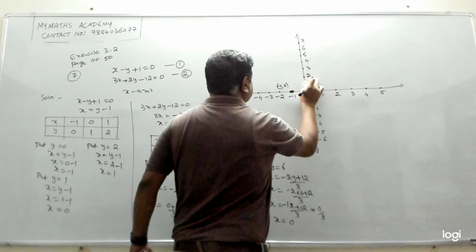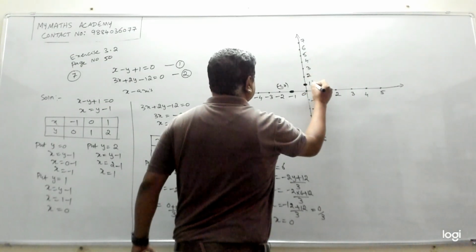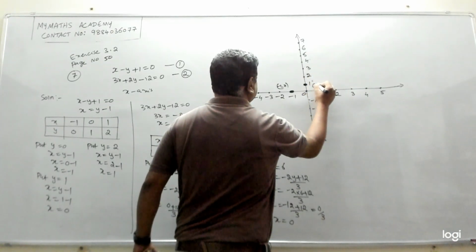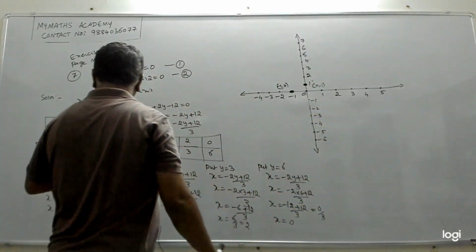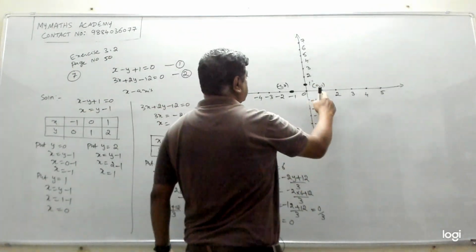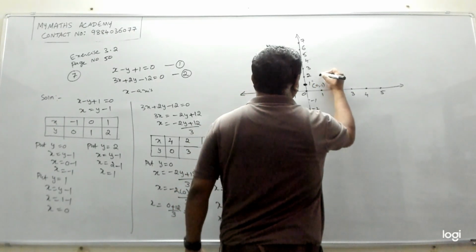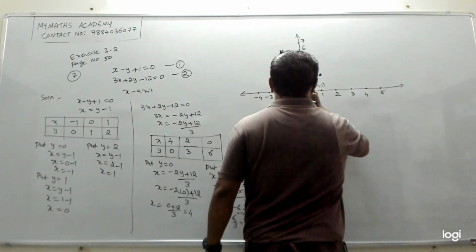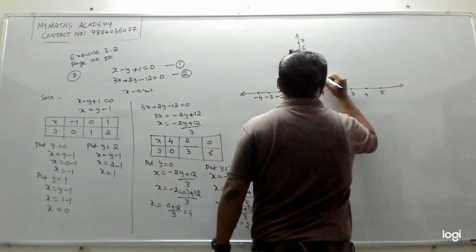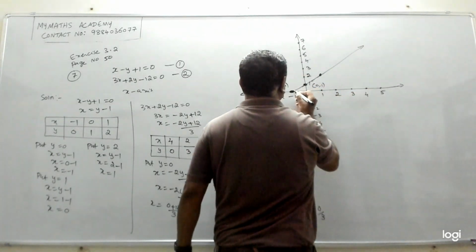This point is 0, comma 1. Next is 1, comma 2. 1 is here and 2 is here. So this will come here. 1, comma 2. Now join them, to get a straight line.